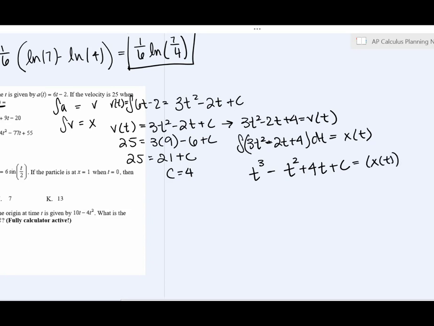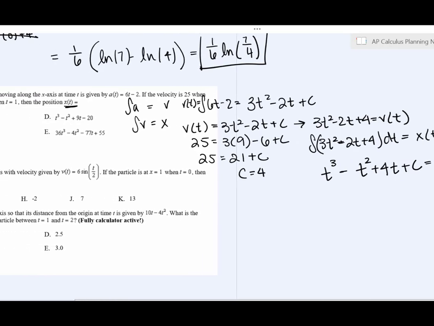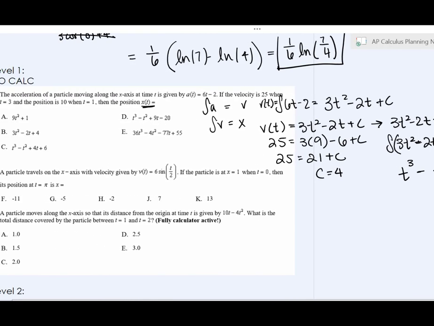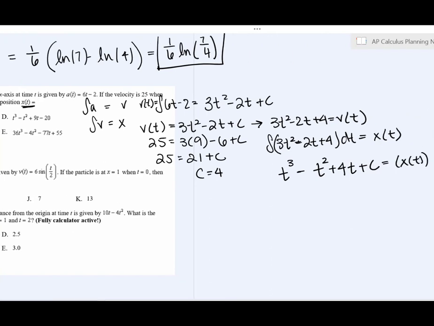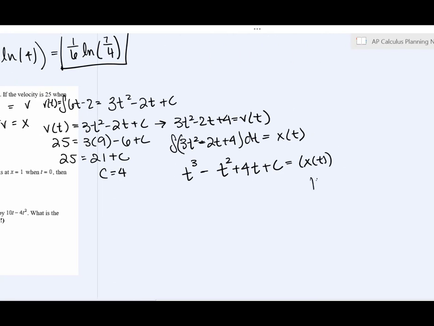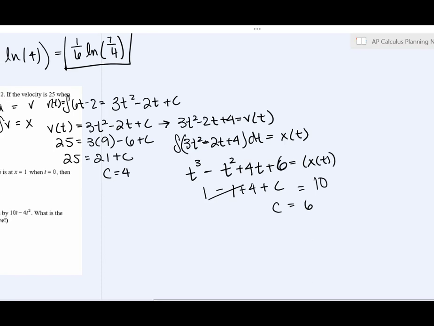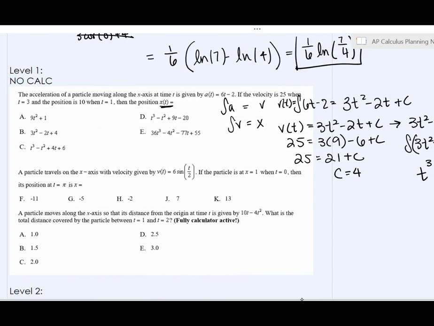But I was given a little bit more information back in that problem, that the position is 10 when t equals 1. So I can come back over here and say this is t, 10. 1 cubed is 1 minus 1 squared plus 4 plus c. So I get that c equals 6. So I know that this right here is supposed to be a positive 6. The equation that matches that would be c.